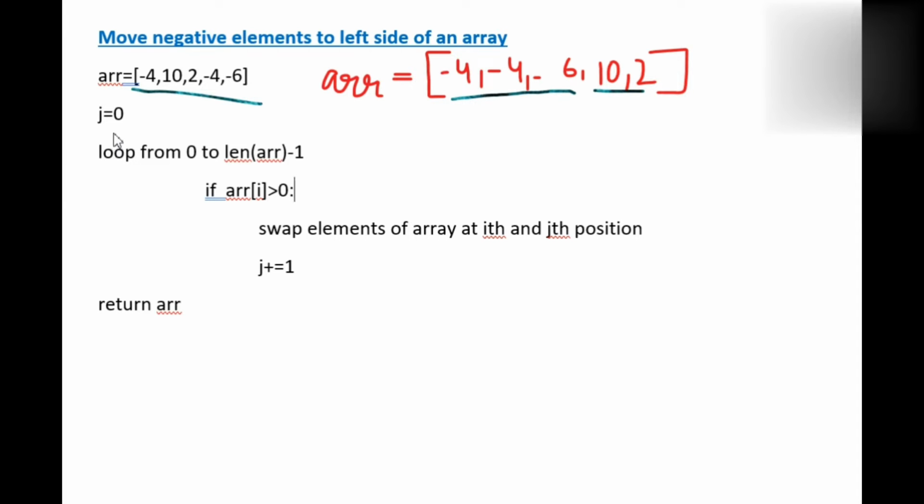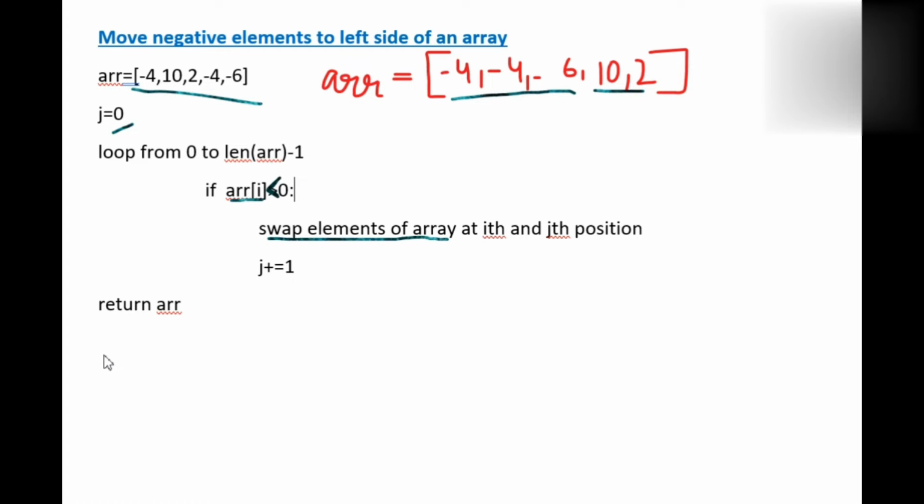What we will do, we will first initialize a variable j equals to 0. Then we will traverse the loop from 0 to the last element of the array. Then we check if that element is less than 0. If it is less than 0, then we swap the element of that array at ith and jth position. Then we increment the j variable by 1.